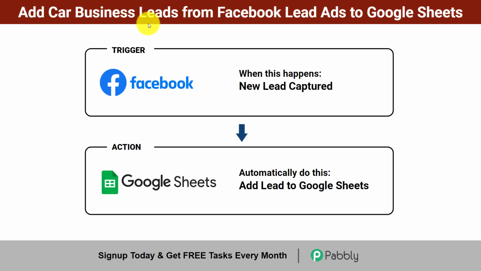How to add car business leads from Facebook lead ads to Google Sheets automatically. So assume that you are running some ads for your car related business and for which you have also created a Facebook lead ad form, and now you want that whenever a new lead is captured for your car business, that lead details should be added automatically to Google Sheets. So if you also want to learn how you can automate this process, then come with me and I will show you everything step by step.